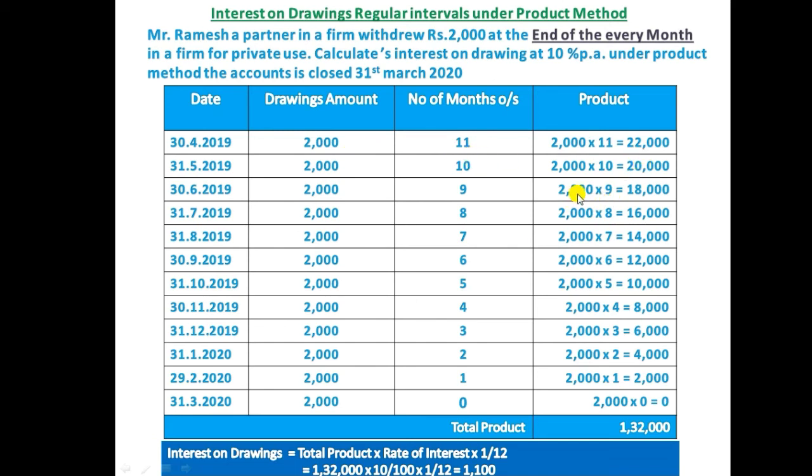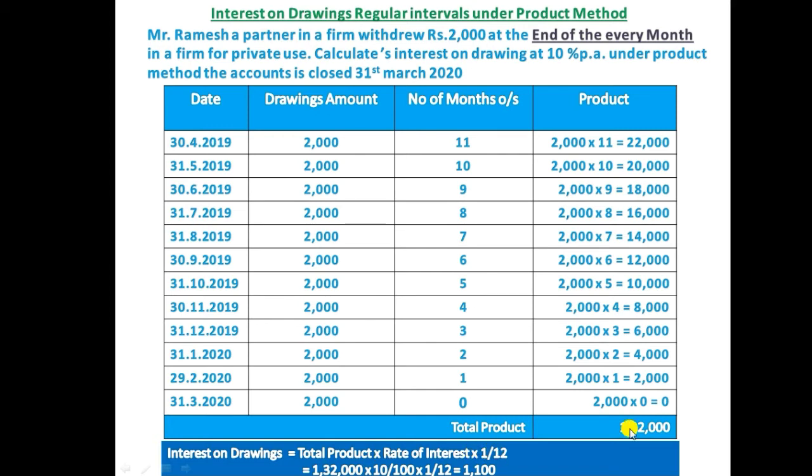So likewise, we should multiply the amount of drawings into the number of months outstanding, and after multiplying we need to total this product amount. So when we total 22,000 plus 20,000 plus 18,000 plus 16,000, likewise we need to total the 12 months' products. We'll get the total product as 1,32,000. Now we need to calculate interest on drawings. So interest on drawings is equal to total product into rate of interest into 1 by 12.